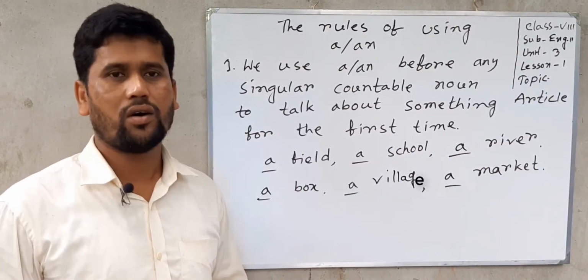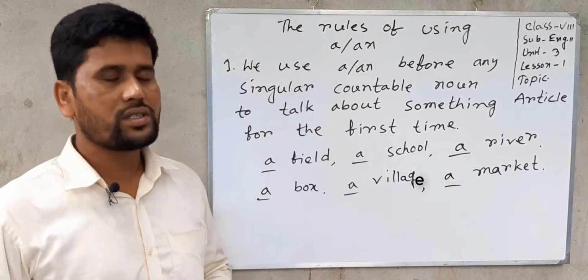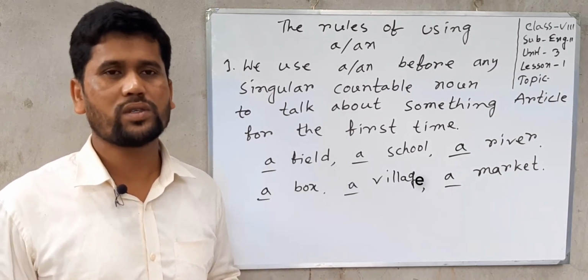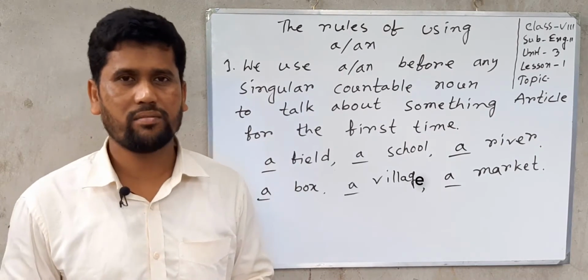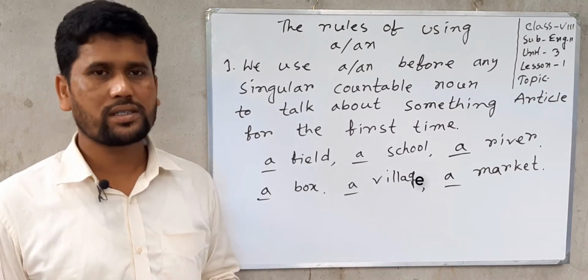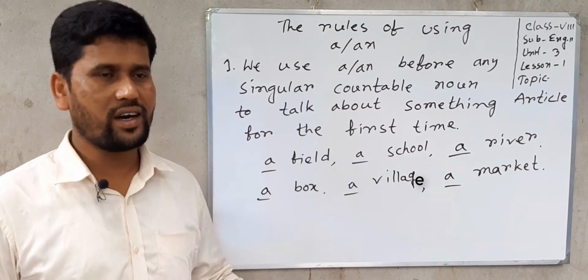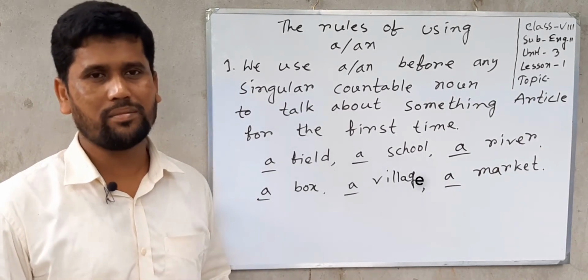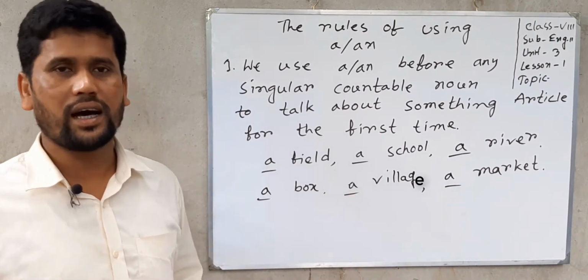Okay, let's start where we use a or an. That means the rules of using a or an. We use a, an before any singular countable noun that refers to something unspecified, not specific. So we use a or an before any singular countable noun to talk about something for the first time, such as a field, a school, a river, a box, a village, and a market. But the second time, if we find this word in a passage the second time, then we can use the before these words.